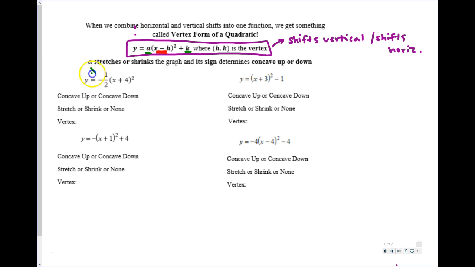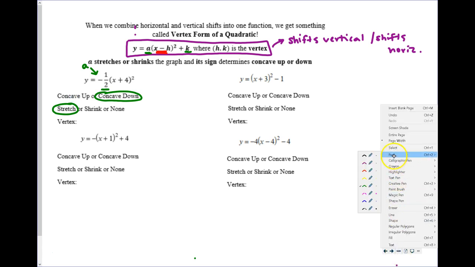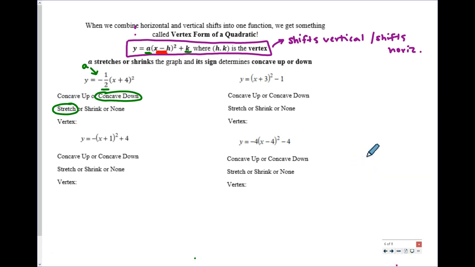My A is -1/2. That's my A right here. Boom. That is concave down because it's negative, and it's a stretch because I've got that fraction. Now, the vertex is how we shift left or right. So when I make my vertex, the H, this number right here, is what's going to go in my X spot, and then this number, which happens to be 0 in this example, is going to be my K. And remember, my vertex is H, K.